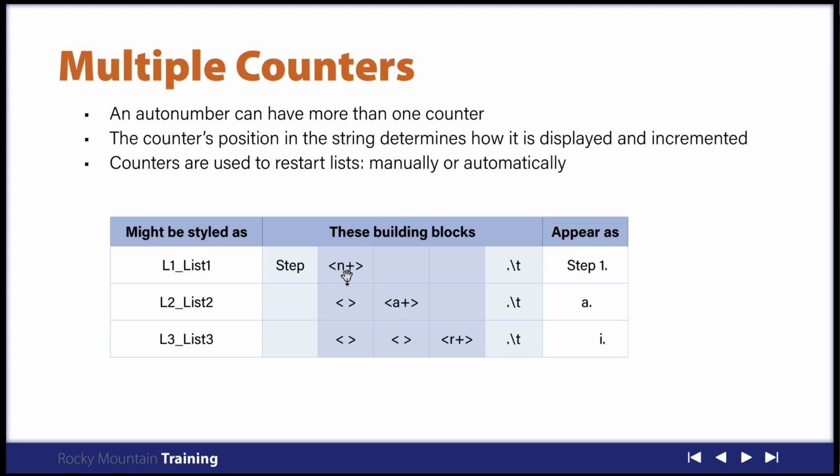And then to get the second step, which we want to have appear just the A by itself, we had to carry the counter forward. That's the space here. It's carrying it. It's not incrementing. It's just carrying it. And then show the A. And then for the third level, it's carry, show the lowercase Roman numeral.